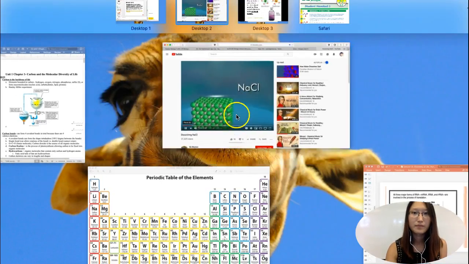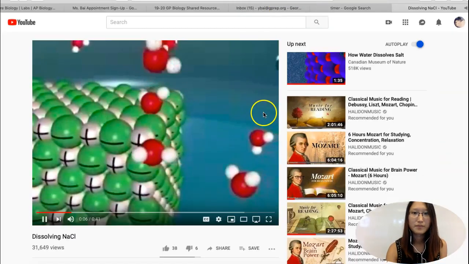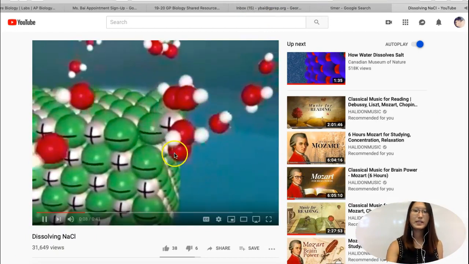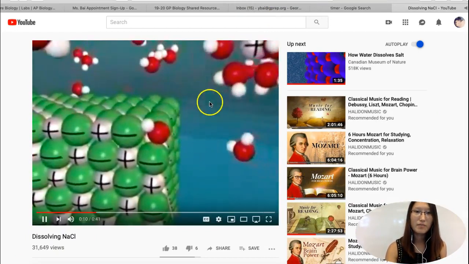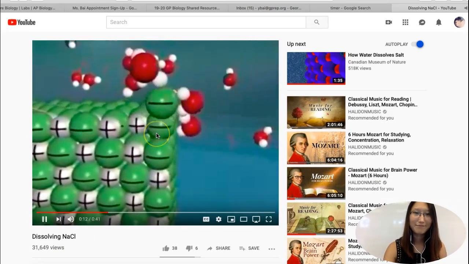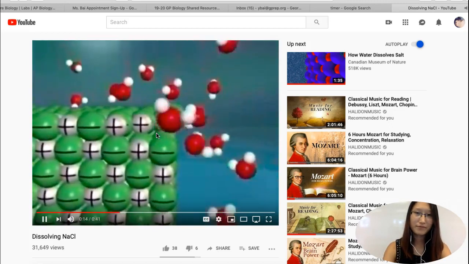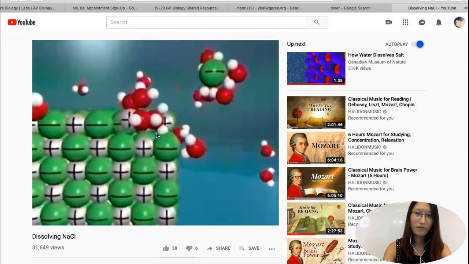Sodium chloride is placed in water. Right here, water molecules interact with the ions on the surface. See? There's this interaction between them. Salt is soluble. The attractive interactions with water molecules overcome the ionic attractions within the lattice.